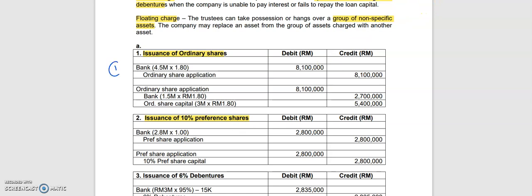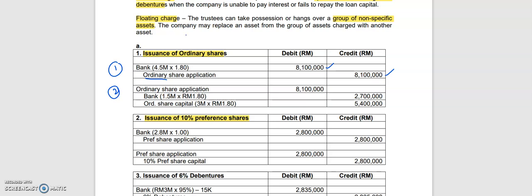To record the amount that you receive: 4.5 million units times the issue price. So in total you have 8,100,000. Credit to where? Ordinary share application. Step number 2. Now, I need to break down this answer because this answer is using the shortcut way. Okay, I don't want you to do the shortcut way. Since you are a beginner, please do the normal way as I taught you. So how to break down this one?